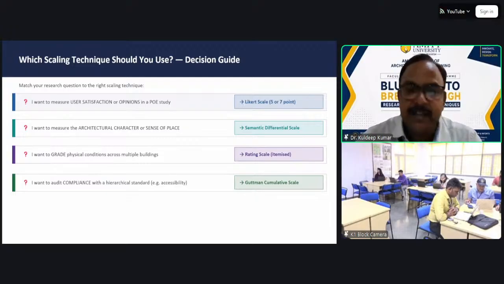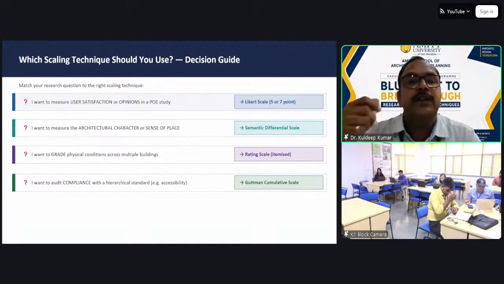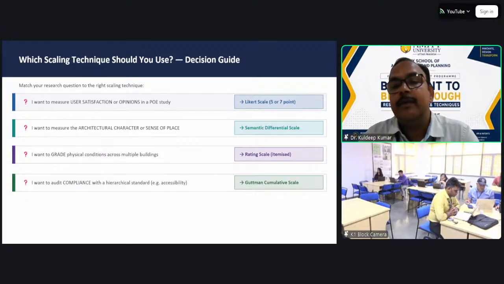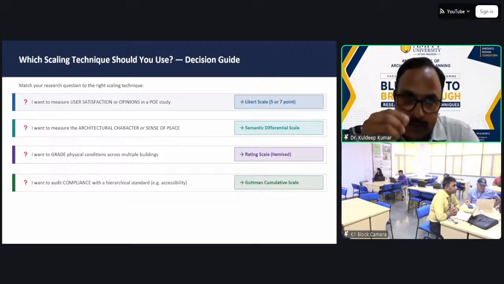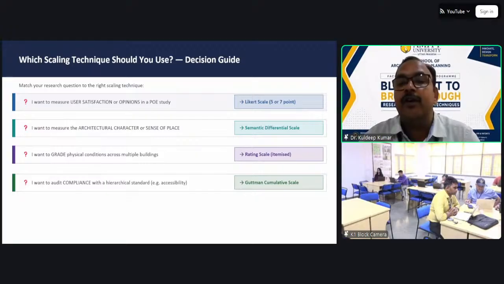And the last example, if you want to audit the compliance of, say, a heritage standard like accessibility or universal design, here the most suited one is the Guttman cumulative scale, because its reproducibility means that each score maps to an exact compliance profile, because we know which parameters are compliant. So it makes it ideal for audit and regulatory purposes.